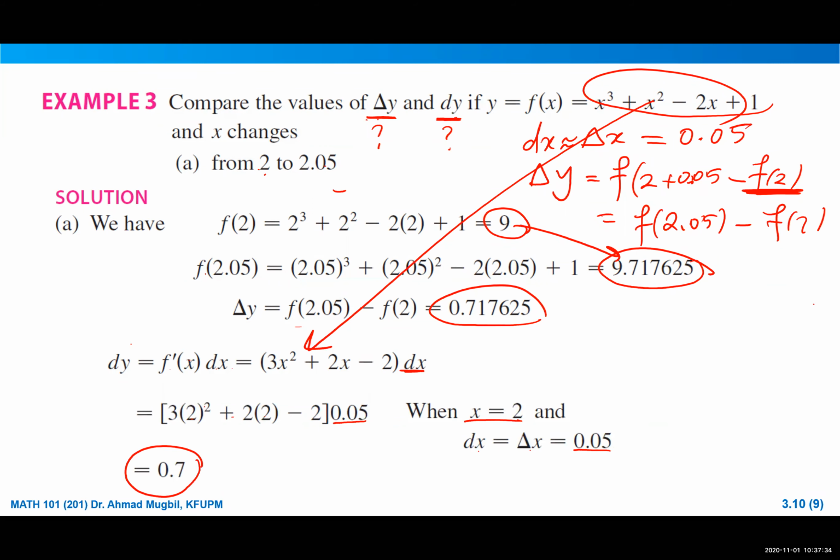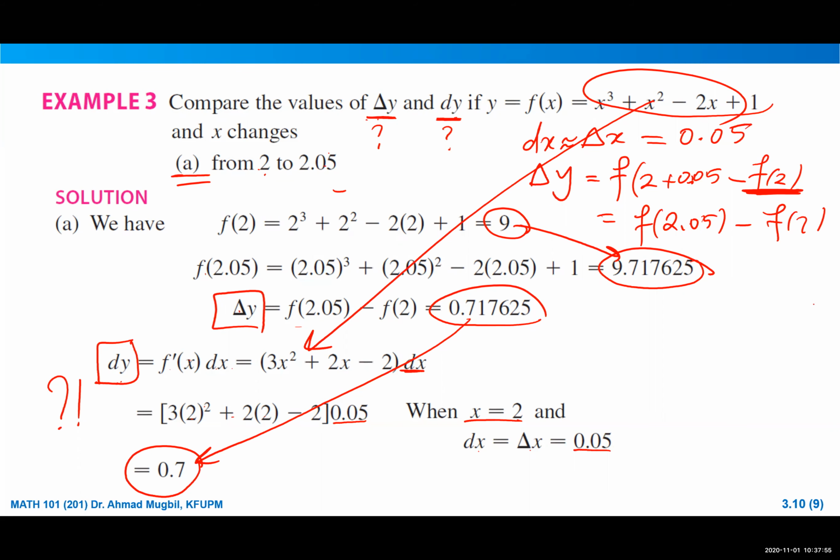This one, Shabab, calculating dy is much easier than calculating delta y. So we will just calculate this, and it will be approximately equal to delta y. If you compare this value and this value, they are approximately the same, of course, and just here it was easier to calculate. This is part A.